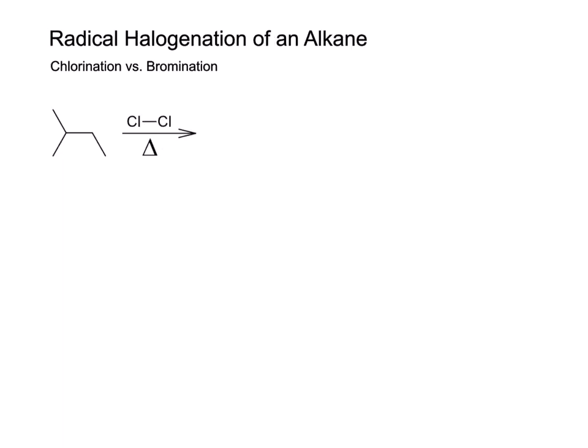The first reaction we're going to review is radical halogenation of an alkene, and in particular, we're going to focus on the difference between radical chlorination and radical bromination. As usual, anytime we encounter a reaction, we should be using our four-step reactions problem-solving process.